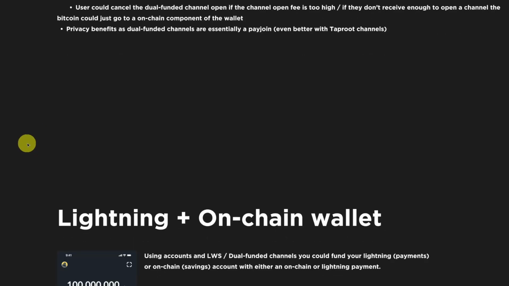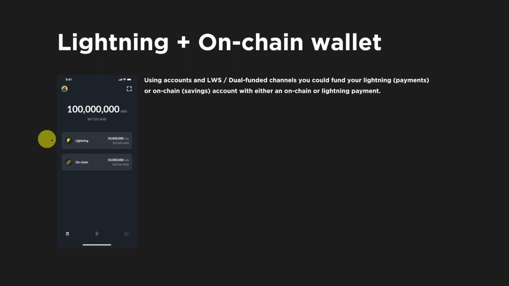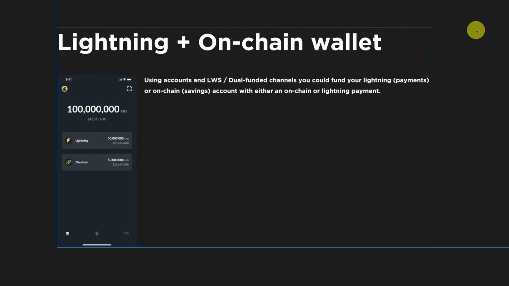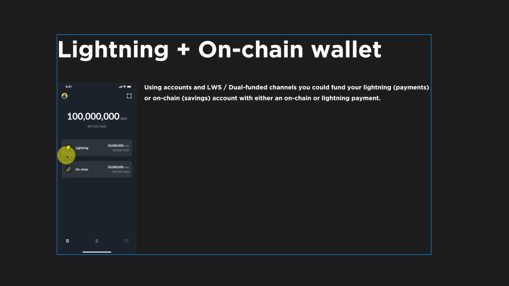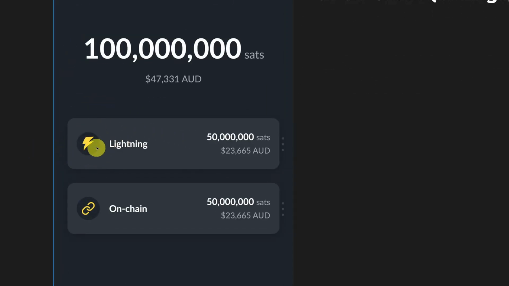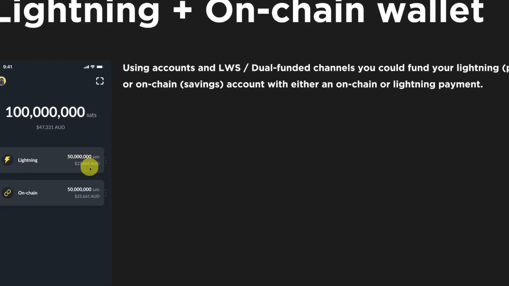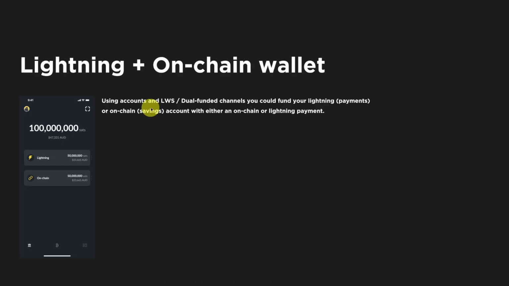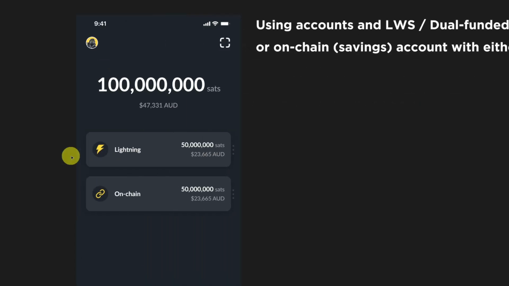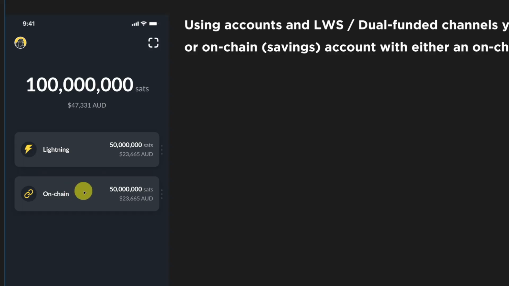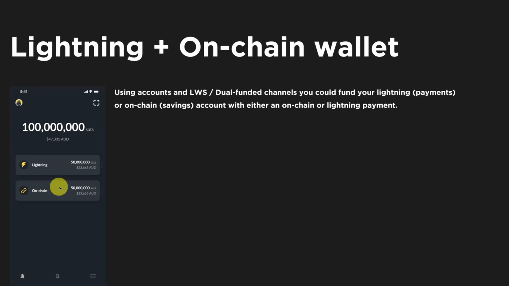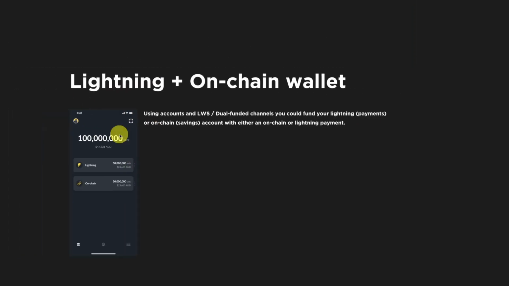And one last thing to consider, which is just a random thought I had when I was going through this, is when you're talking about a Lightning and an on-chain wallet, say you have two accounts in a wallet: a Lightning or payments account, and an on-chain account, or you could call it a savings account. You could fund either of these with the methods that I outlined above. You could fund the payments account with an on-chain payment, using a dual funded channel or a Lightning Wallet server. Likewise, you could fund the on-chain account with a Lightning payment using a swap out. So that's also something to keep in mind when thinking about this kind of stuff.